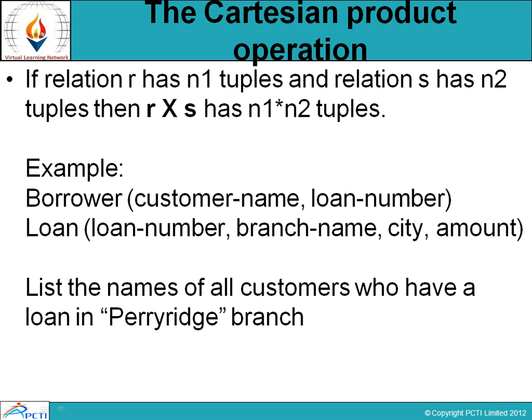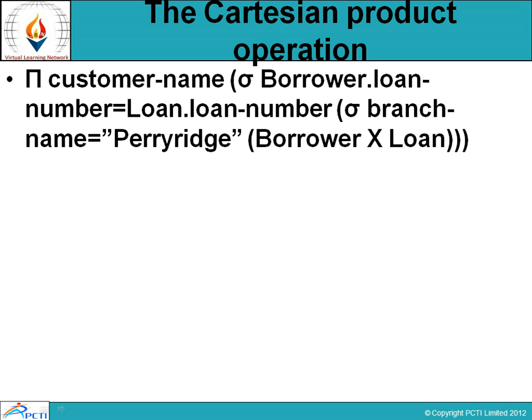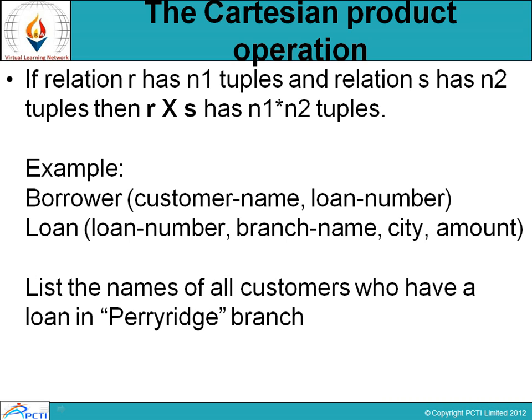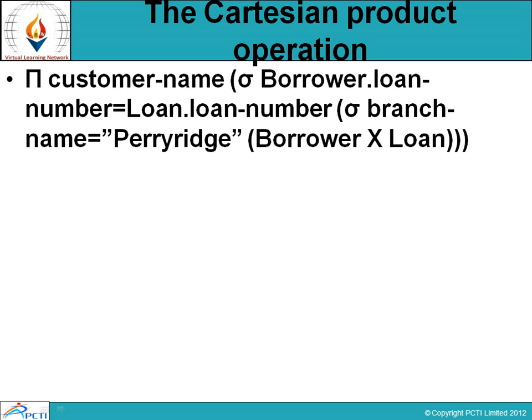For that, what query do we apply? This one is the query for the Cartesian product. It will extract the customer name. Here the select condition is applied because we want all those customers who have a loan in the Parish branch. For the Parish branch, we apply a sub-condition. First it matches that the loan numbers are equal, and after that it matches that the branch name is equal to Parish. Now in the circle bracket, borrower cross loan means the Cartesian product is applied. Through this query we extract the data as well as the condition by the Cartesian product.